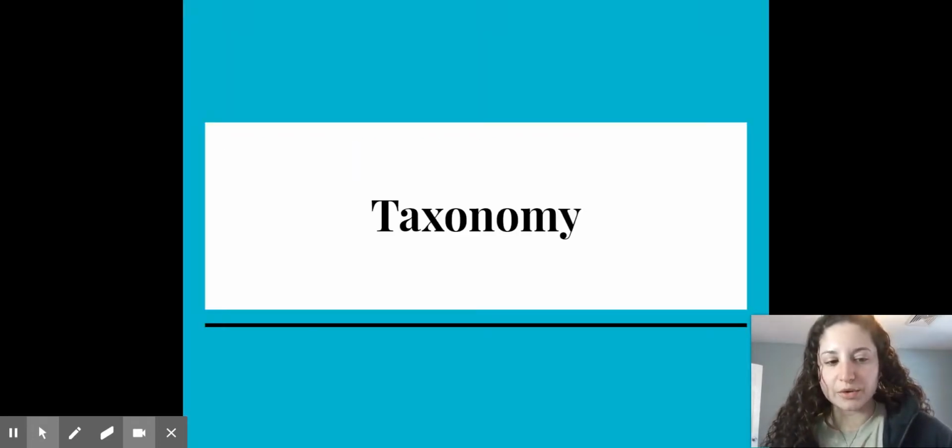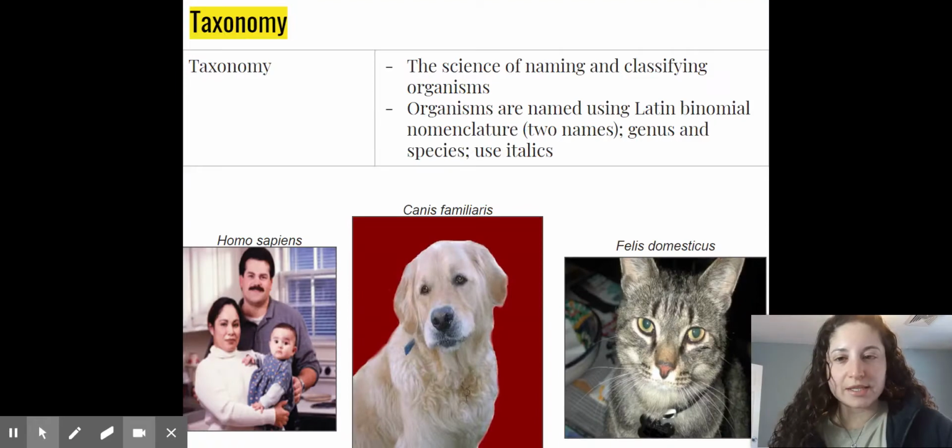Before we can get into those questions, though, we have to go over something called taxonomy. And so taxonomy is the study of naming or classifying organisms. So when we give a scientific name to an organism, it is actually a Latin word. So we use the Latin language to name different organisms and different species. And we use a system called binomial nomenclature. So bi means two, so it is a two-name naming system. And so it's broken down into a genus name and a species name.